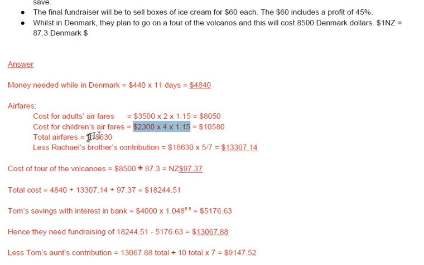Okay. Next bit is total airfares. This is simply adding those to the adult airfare here, adult airfare of that there, plus the children's airfare of that there, is equal to the total airfare.